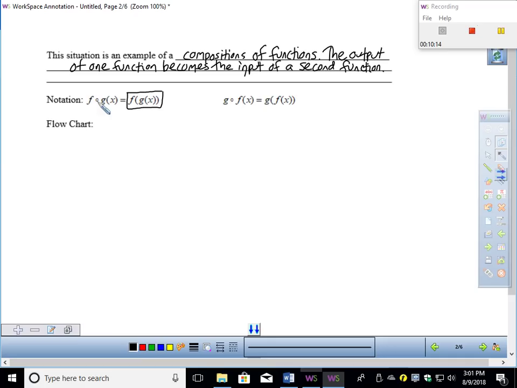So we would read this, by the way, and I do want to kind of put that somewhere here. Let's do it right here, I suppose. We would read this as f composed of g of x.